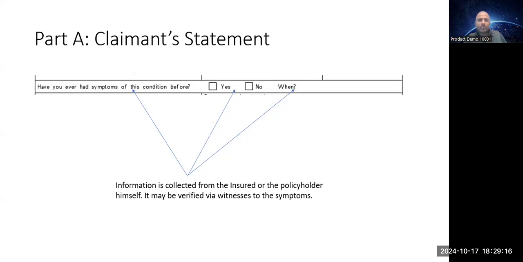That's the reason why, if you do have any kind of symptoms whatsoever, the information is basically collected from the patient or the life insured himself. You can also verify this via witnesses to your symptoms. So if you have any witnesses, you may verify this through your witnesses.